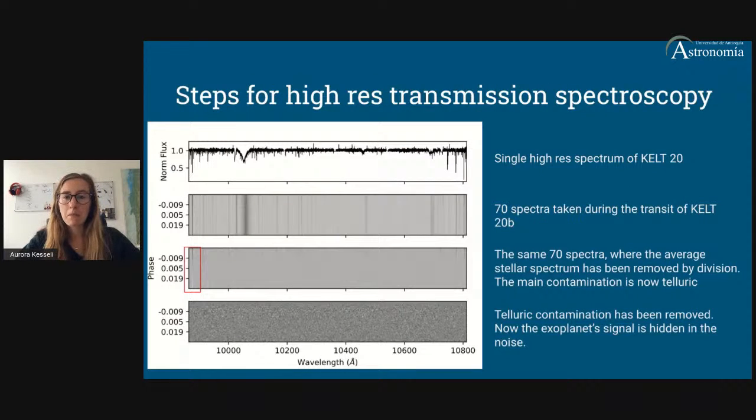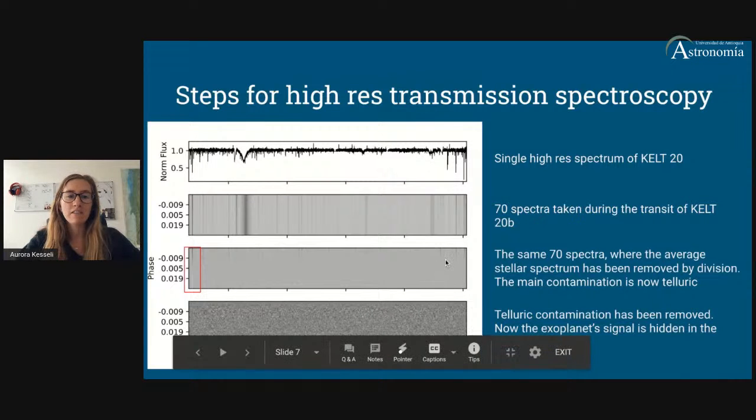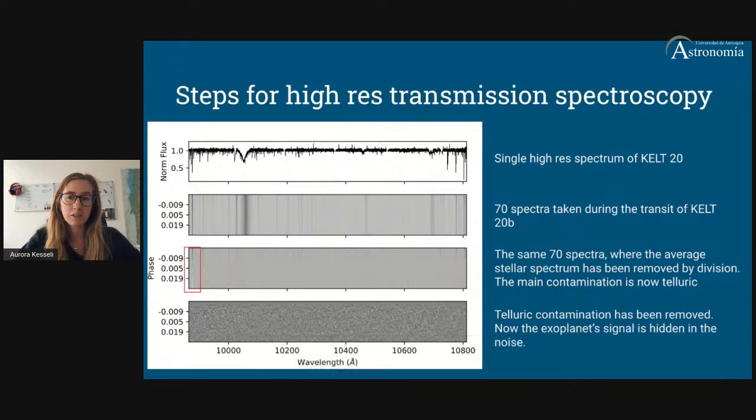Okay, so to go into a bit more detail about exactly how you do this, these are some analysis steps of doing high-resolution transmission spectroscopy for the exoplanet around KELT-20. So at the top, I'm showing you a single spectrum of the star. So you take a spectrum of the star, and you can see we have one really deep, broad absorption line here.